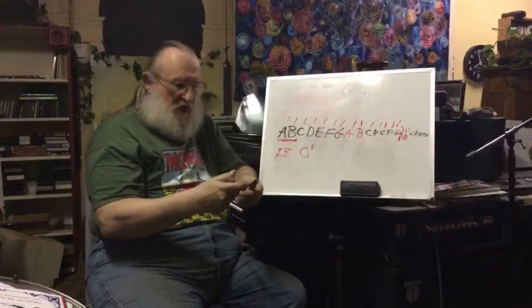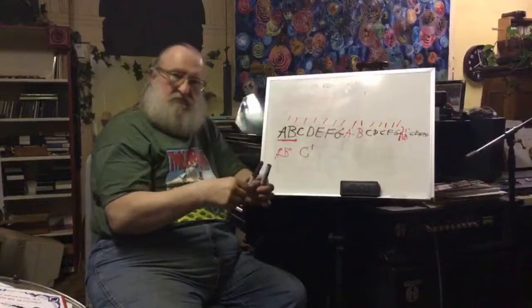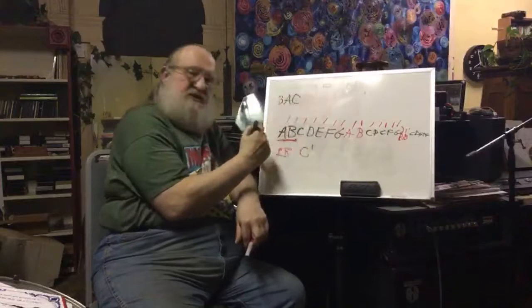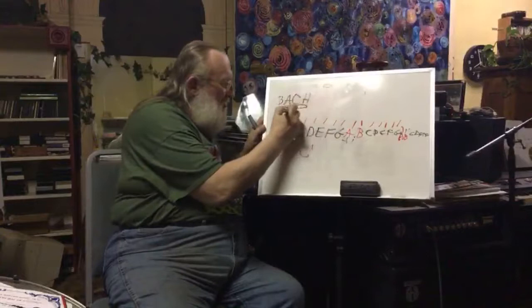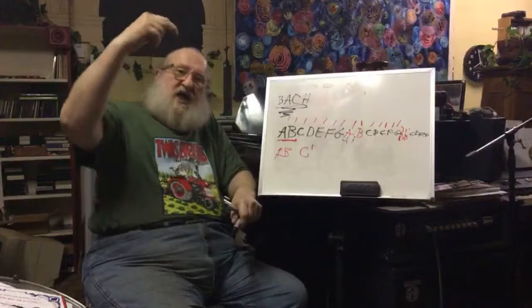Now, the nice thing about the old system is people like Bach could spell their name, because their name was B, we had an A, we had a C, but there was no H in the system we have now. But there used to be an H and an I. And what happened is, by using that old system, Bach was one of the first musicians in history that we know of that would write music and actually had a musical signature.